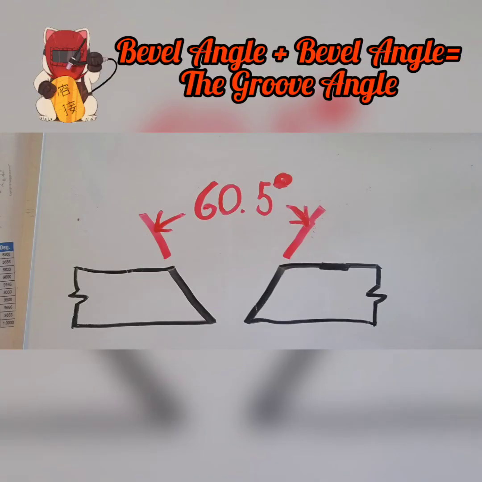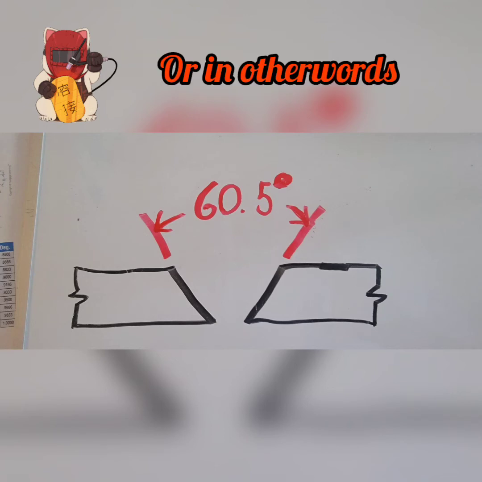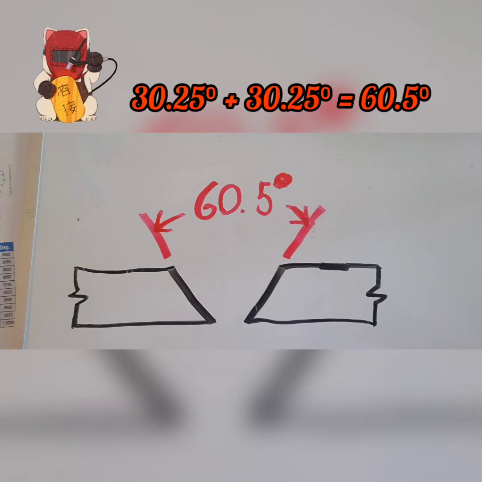Now here you can actually see the full groove angle, which is at 60.5 degrees. So the other one was 30.25, this one is 60.5, so the two of them are added together and you get your full groove angle.